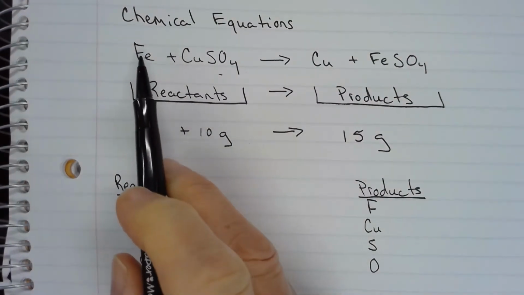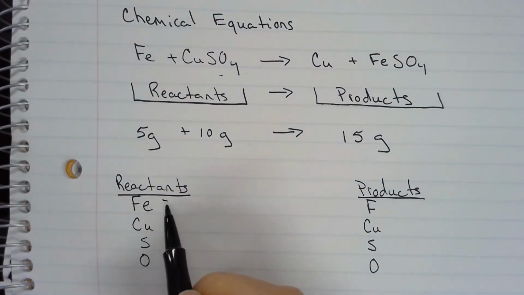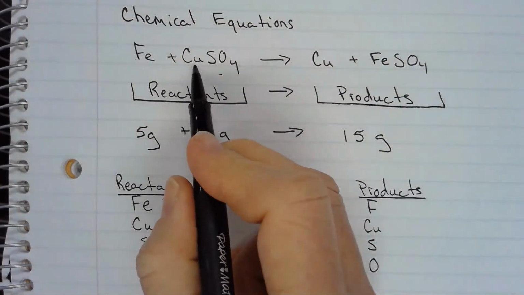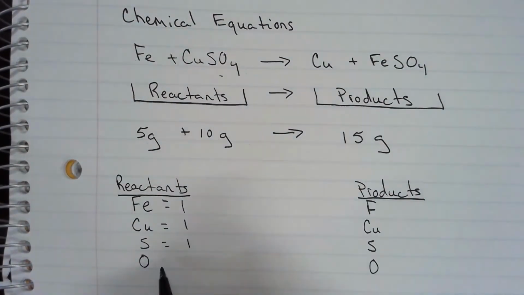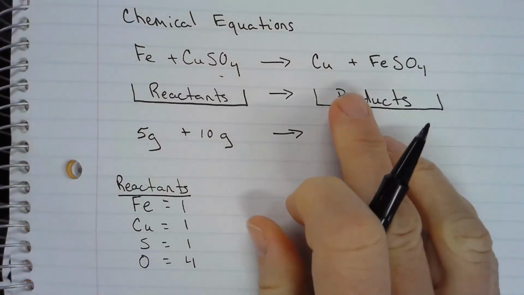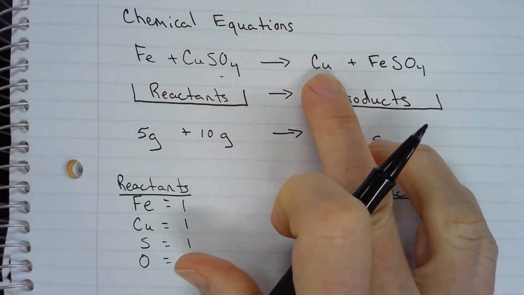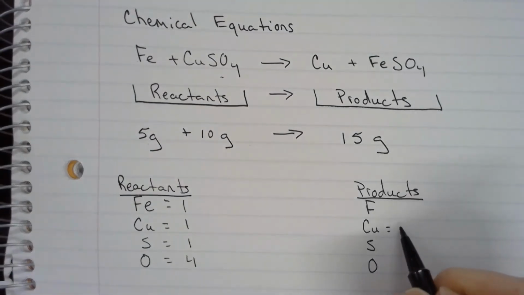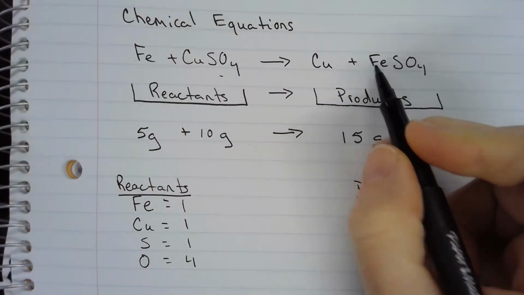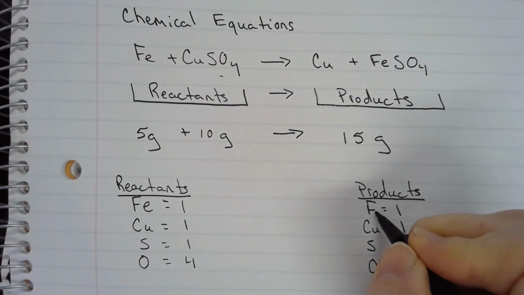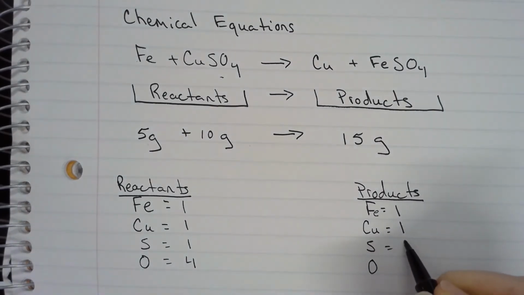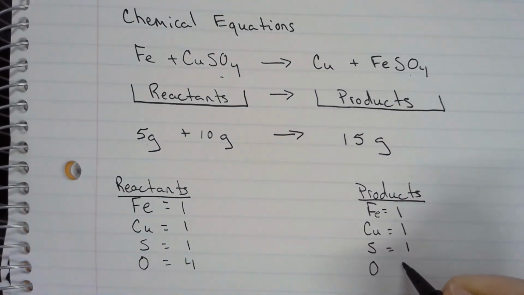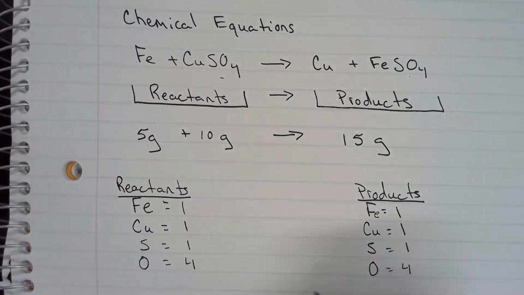If I go up here and look, there's no subscript, there's no coefficient. I have 1 iron. I have 1 copper. I have 1 sulfur. I have 4 oxygens. Let me see what it says here. Here I've got no subscript, no coefficient. I have 1 copper. I have 1 iron, Fe. Sulfur, no subscript, no coefficient, I have 1. Oxygen, I have 4. My reactants are equal to my products.